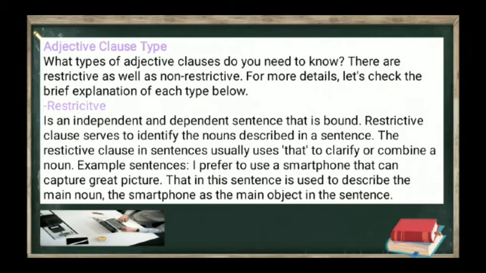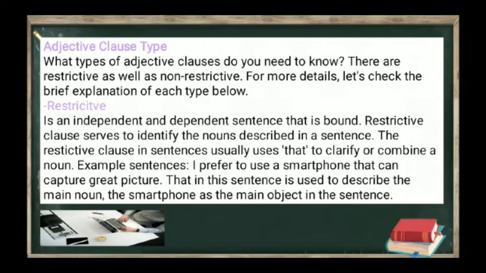Adjective clause types. What types of adjective clause do you need to know? There are restrictive as well as non-restrictive. For more detail, let's check the brief explanation of each type below. Restrictive is an independent and dependent sentence that is bound. A restrictive clause serves to identify the noun described in a sentence.